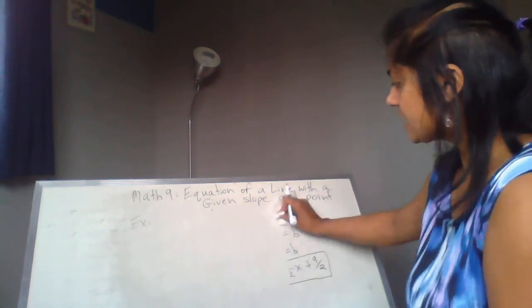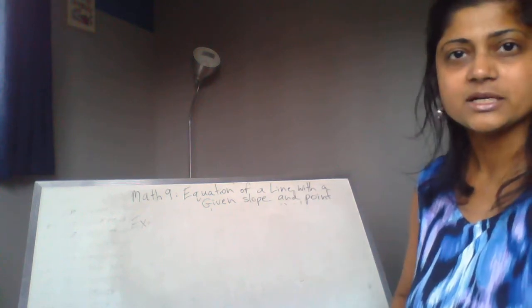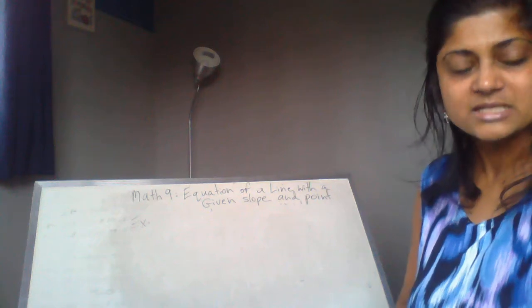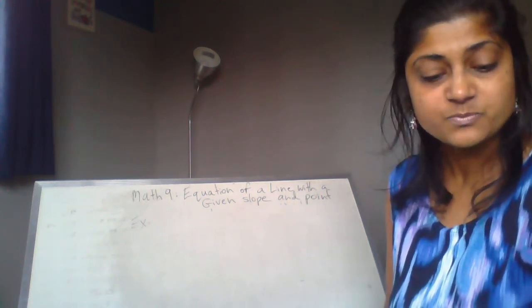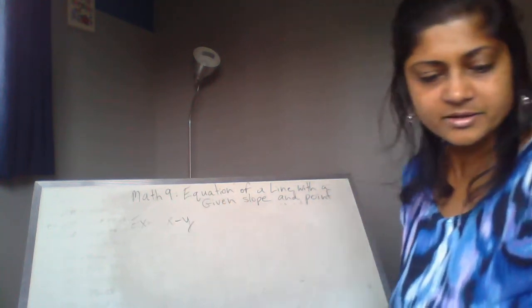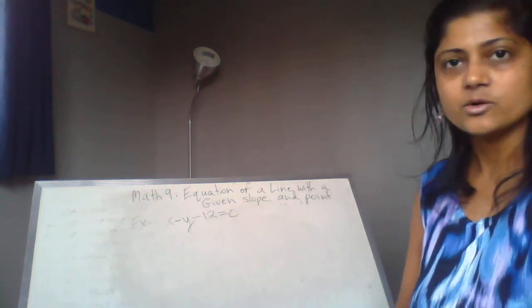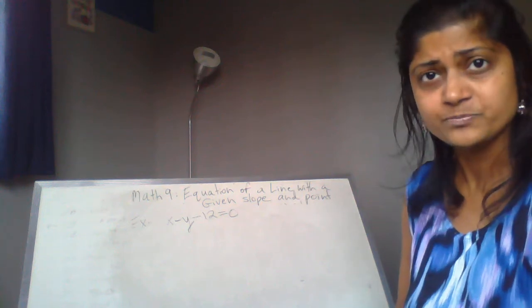All right. So again, because it's just the equation of a line, I just need to make sure I'm plugging it into the y equals mx plus b. Okay. So we're going to try this example. It says find the equation of a line which is parallel to x minus y minus 12 equals 0.